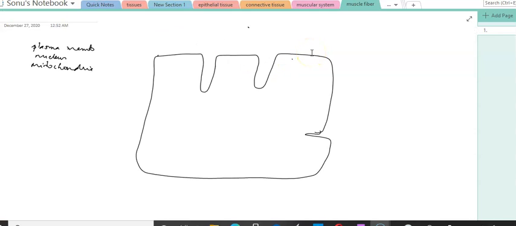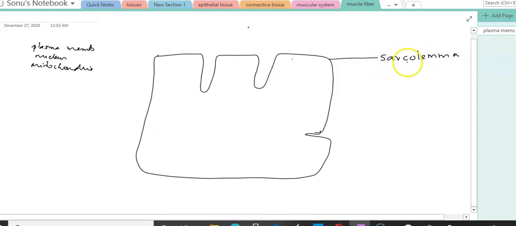So this is a diagrammatic representation of a muscle fiber. The plasma membrane of a muscle fiber is known as sarcolemma. The word sarco means flesh. So flesh or muscle, so sarcolemma. The cytoplasm of the muscle fiber is known as sarcoplasm.